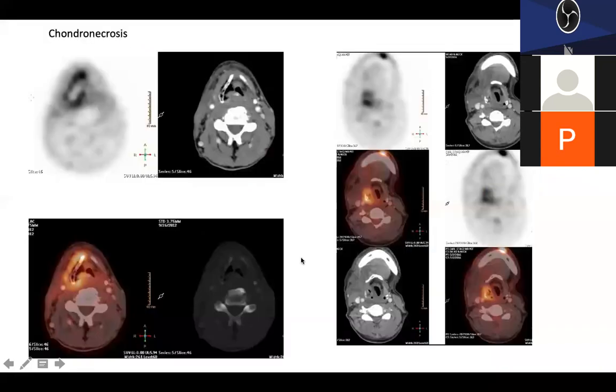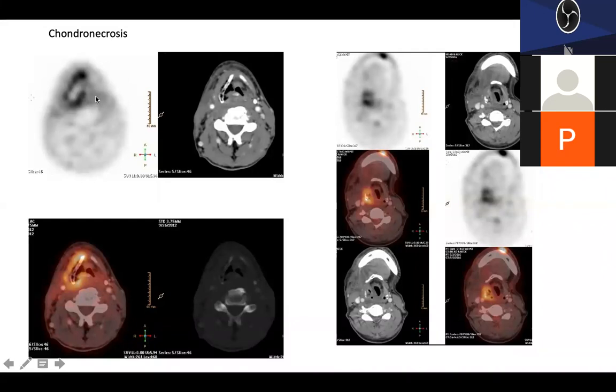So now a few conditions that I want to show, pertaining especially to larynx and RT. This is relatively rare, but in Tata we see it. This is chondronecrosis, but it sometimes can mimic local recurrence. It is pretty specific.